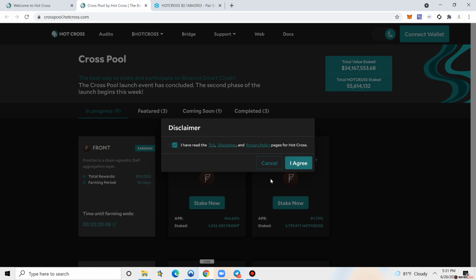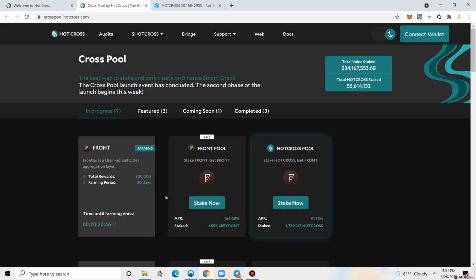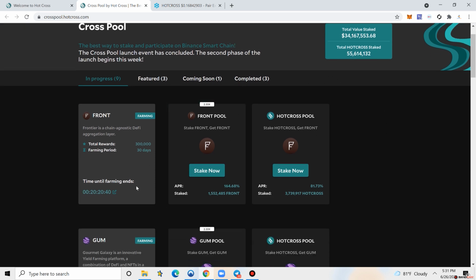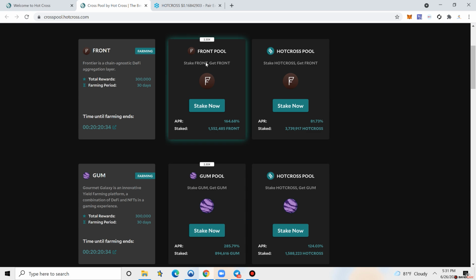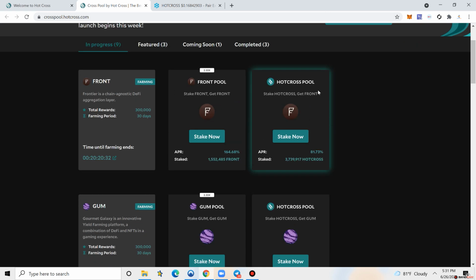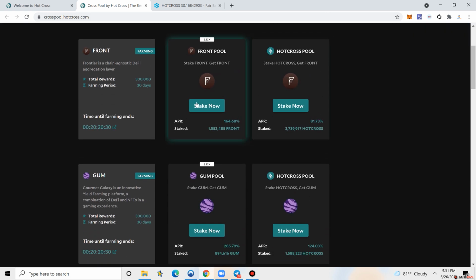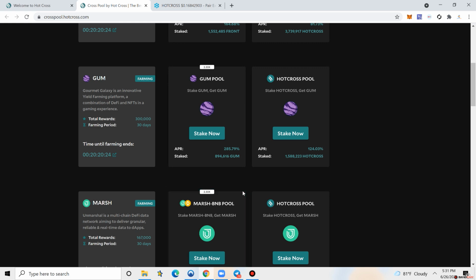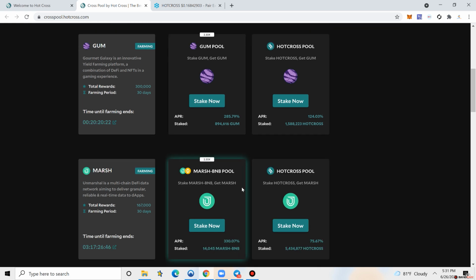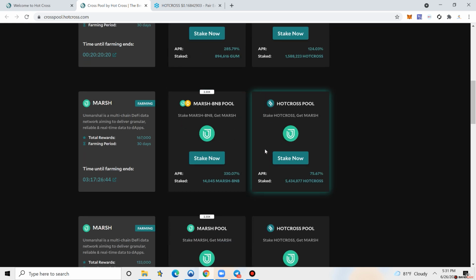So if you come over to the Cross Pool website, you'll be able to see right here, $34 million are staked right now in the platform. So here you can see you have the ability to stake in a different type of pool, right? Here's the Hot Cross pool right here. Their APY is 81%. Another pool 164%, another 285, 124. So some pretty nice staking and farming opportunities here. So that's pretty nice to see as well.